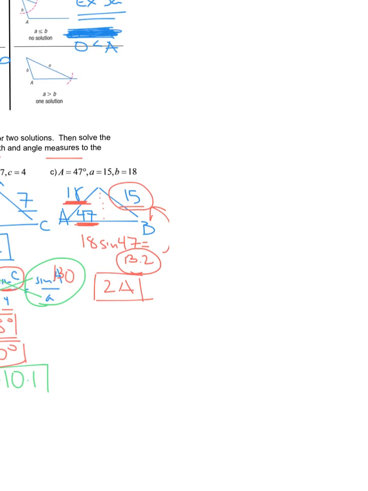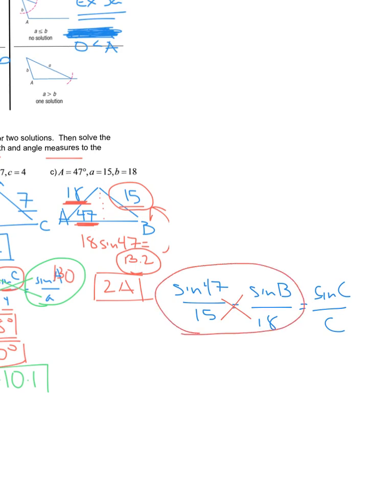So we take our sine of 47 over 15 equals the sine of B over 18 equals the sine of C over c. Okay? Keep in mind, as we move forward, we know there is going to be 2 triangles. So when I do this very first ratio, this is where I need to take into account my 2 triangles. So I do 18 sine of 47 and divide by 15. I do the sine inverse. And I wind up with B is about 61 degrees.